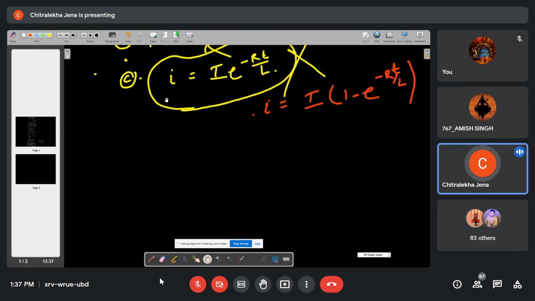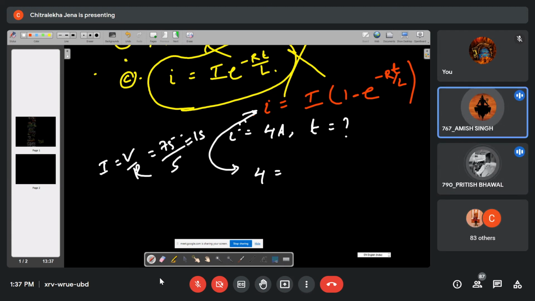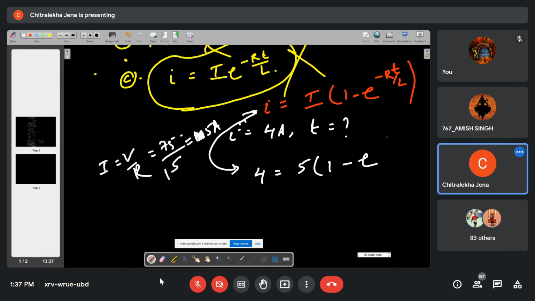This equation. Now what you have to do? You will substitute I is equal to 4 ampere, at the time you need to find. Substitute in this equation: 4 is equal to capital I, which is V divided by R, 75 divided by 15, that is 5 ampere. So 5 into 1 minus e to the power minus 2 by 3 into T. The only unknown is T. You will get T as 1.078 second. This is my answer to question C. Understood all of you? Yes sir.